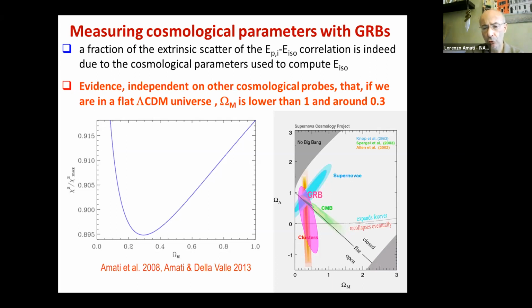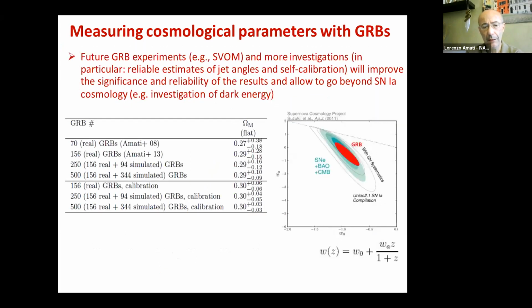You can have contours in the omega m omega lambda plane, as you can see on the bottom right. This is the pink contour from gamma ray bursts, already competitive with the contours from other probes. And this is what we are getting for the estimate of omega m as a function of the number of gamma ray bursts that we are building in the sample. So increasing the measurements will increase this potential of gamma ray bursts.